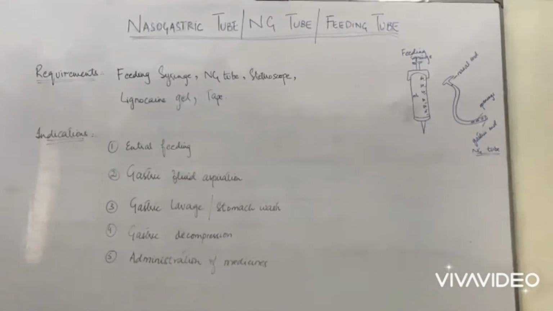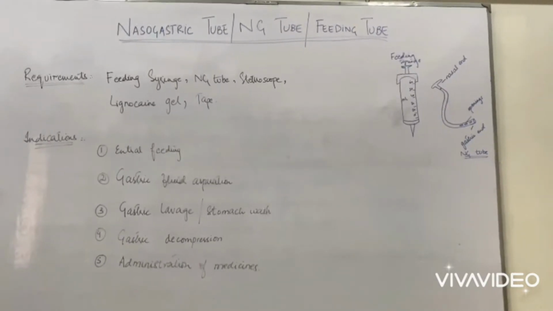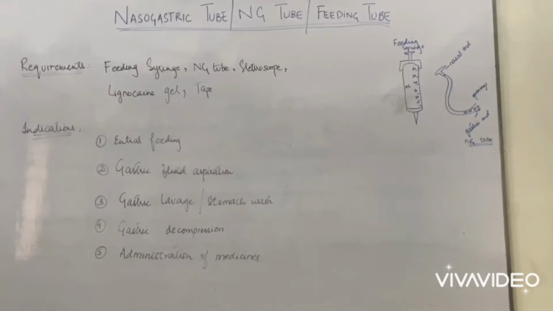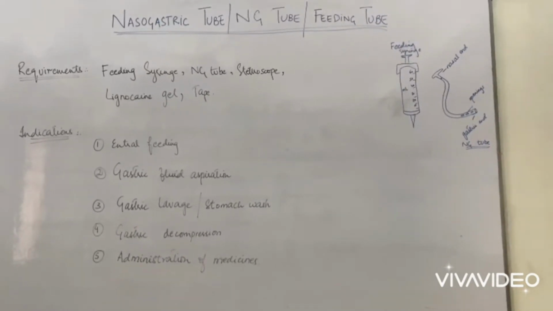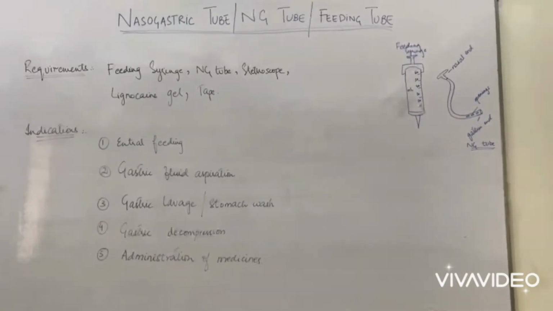Bismillahirrahmanirrahim. I'm Dr. Hera Kiani, and the topic for today's practical is nasogastric tube, NG tube, also known as feeding tube. The requirements for this practical are a feeding syringe, NG tube, stethoscope, lignocaine gel, and a tape.